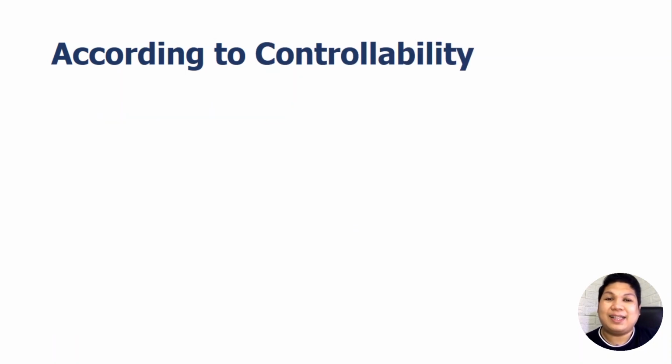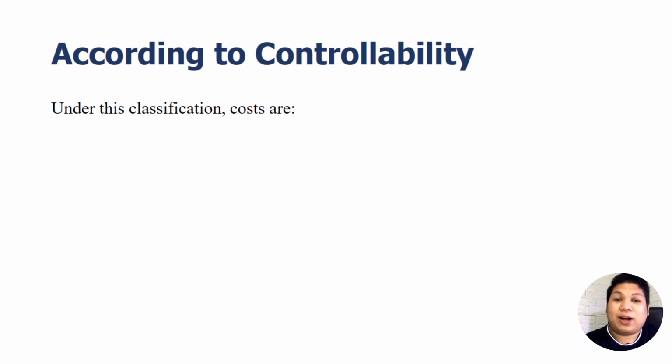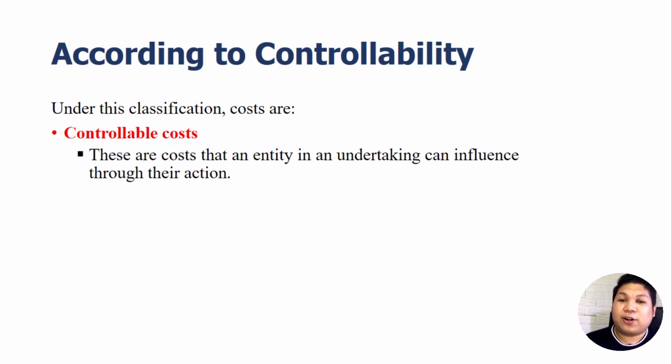And finally, we have this last classification according to controllability. So under this classification, costs are either controllable or non-controllable. So controllable costs are costs that an entity in an undertaking can influence through their actions. So basically, whatever costs that you can control are controllable costs. Okay? Examples, the cost of materials, the labor, you can control them. Okay? The more you produce, the more you will incur these costs, right? So it also means that if you will not produce, you will not also incur these costs, right? So those are also controllable costs.